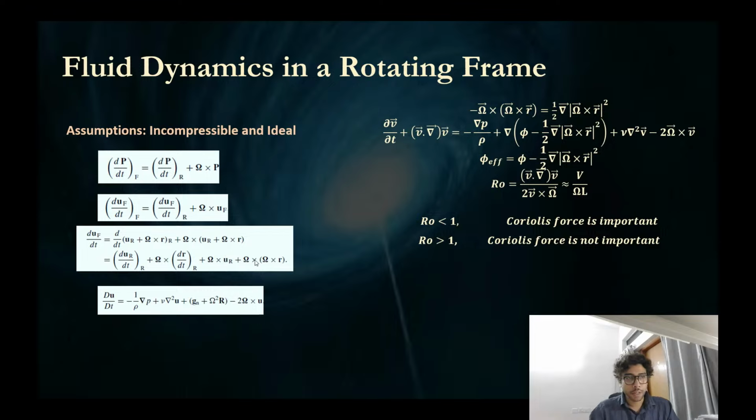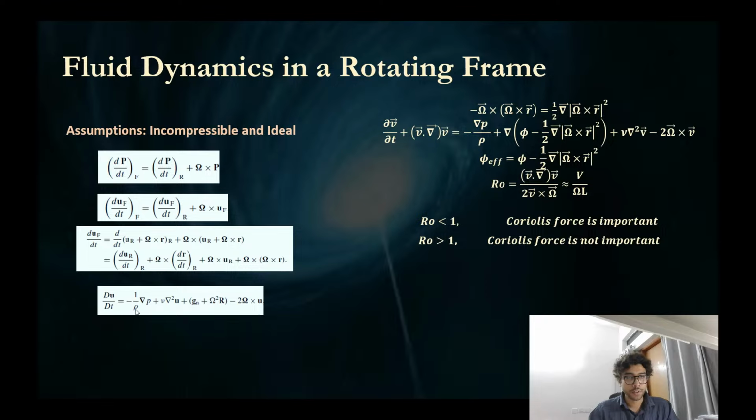And this omega cross r, if you remember, is basically the centrifugal term, that gives rise to the centrifugal force. Okay, so now we have a relation between the fluid velocity in the fixed frame and the fluid velocity in the rotating frame. And similarly, we can accordingly modify our equations, and modify the Euler equation like this.